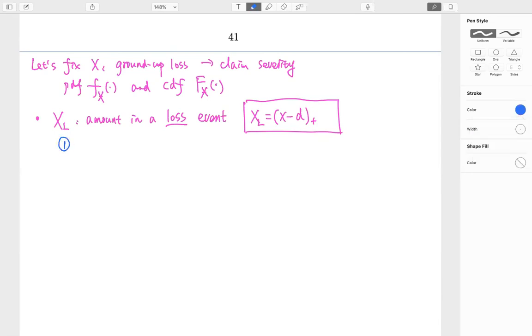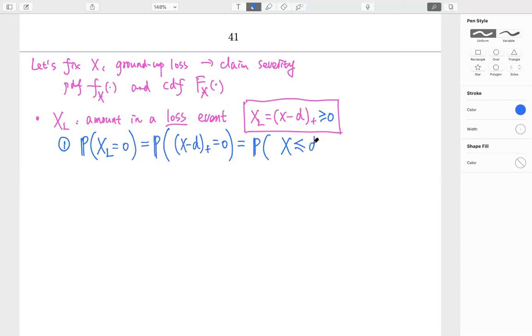So let's first analyze the probability at 0. By definition, this is greater than or equal to 0, right? So what is the probability that XL equals 0? I always go back to the definition. That means X minus D positive equals 0, which means my X should be less than or equal to D, right? So this is the CDF of X at D. Since our D is often strictly positive, this is likely non-zero. So often you have a singular point, or sometimes we call it a probability mass, at the 0 point.